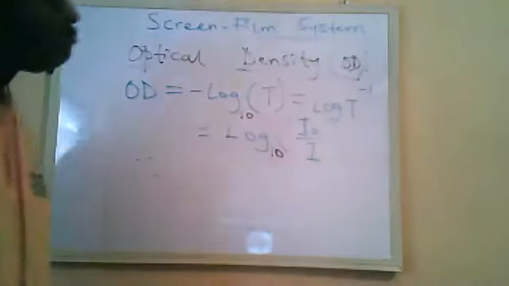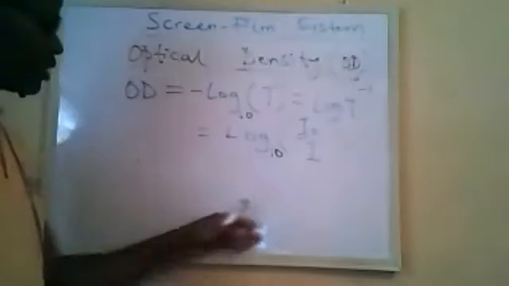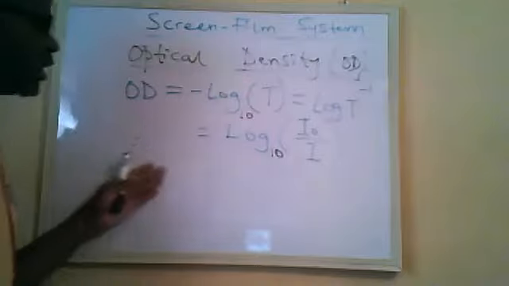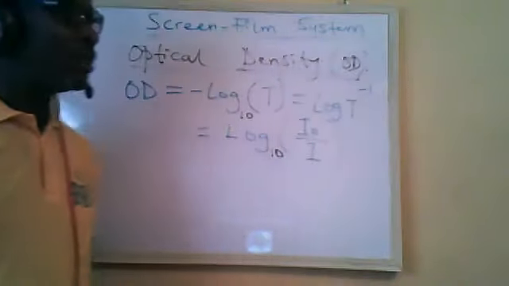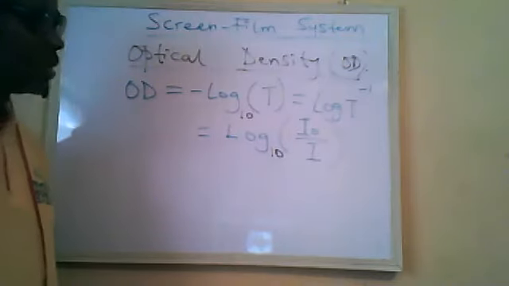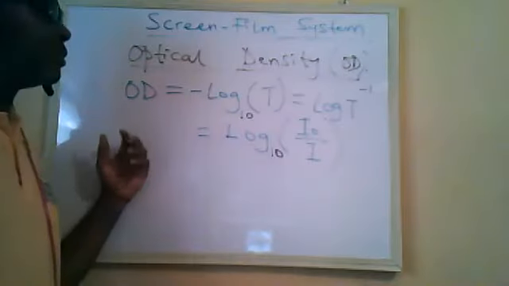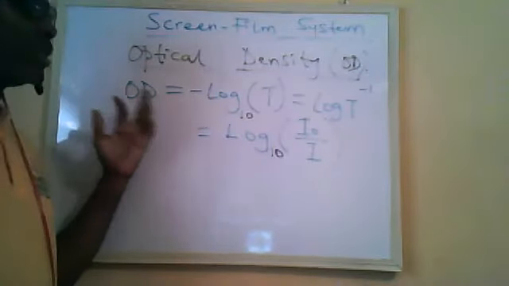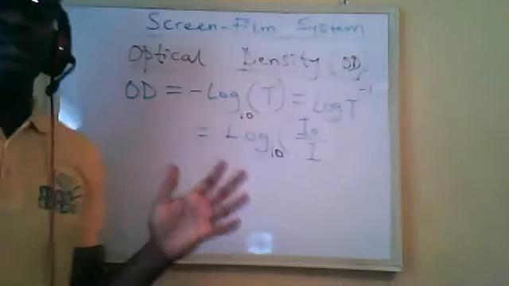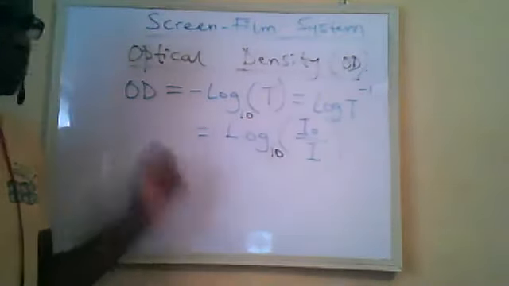This is just, we are going somewhere. That is why we have all these mathematical nuances, very necessary. I want to look at the relationship between exposure and optical density.